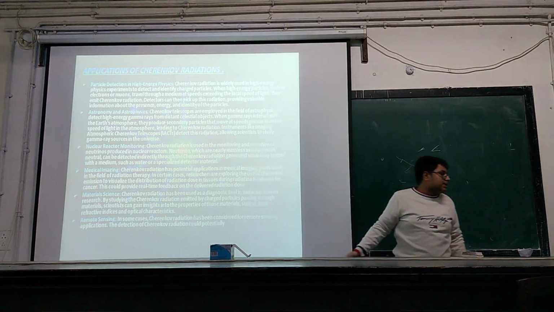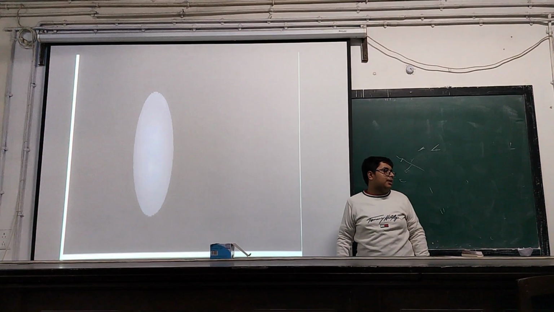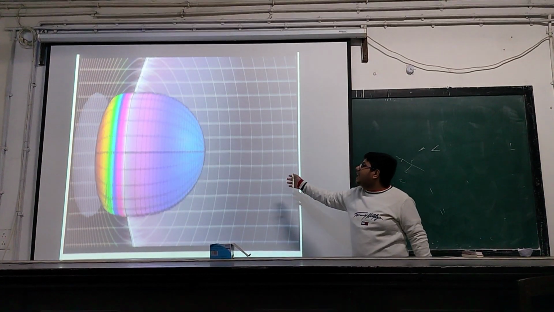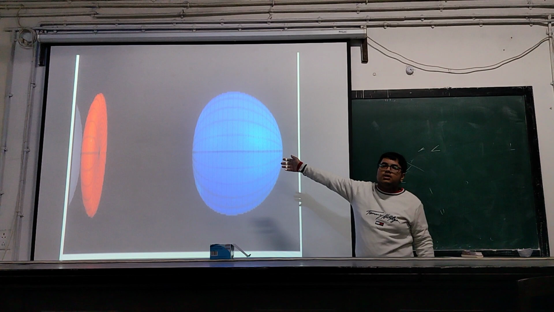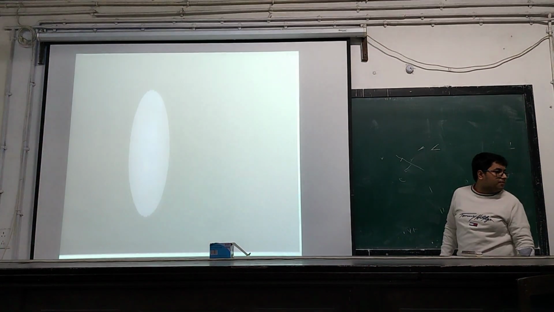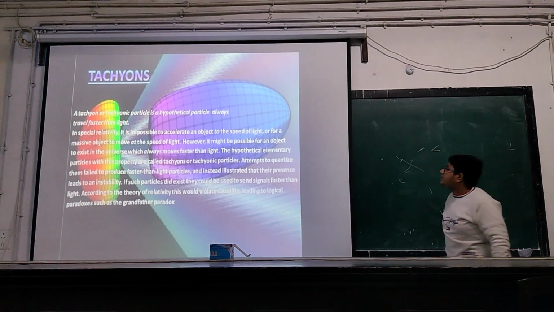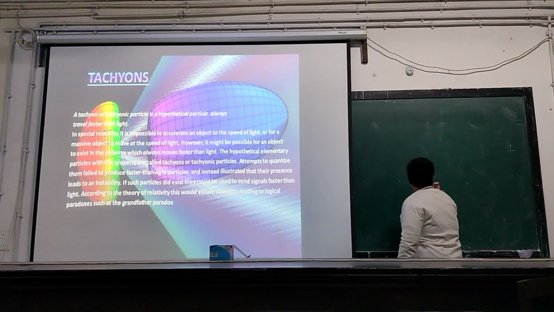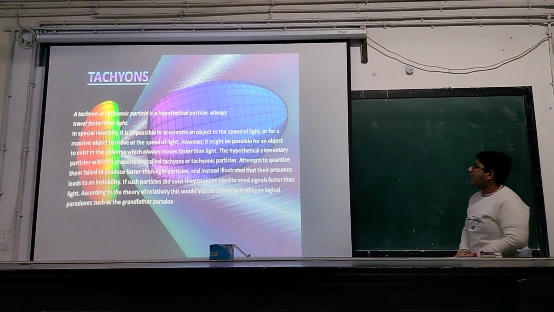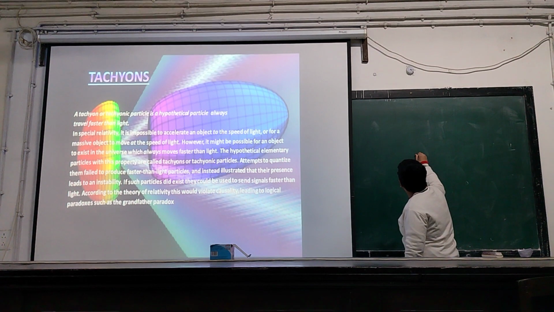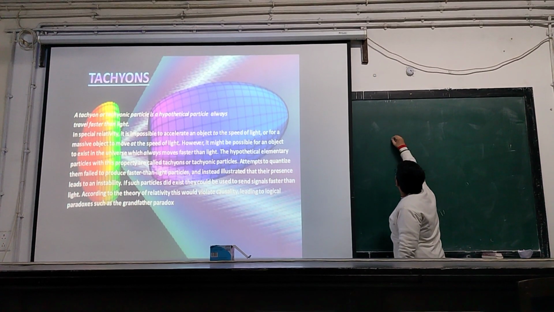Next, after Cherenkov radiation, we come to the particle which can emit Cherenkov radiation. This is the tachyon. When a tachyon moves, something like this happens. Now, the tachyon is a particle which is only theoretically explained, not experimentally observed.